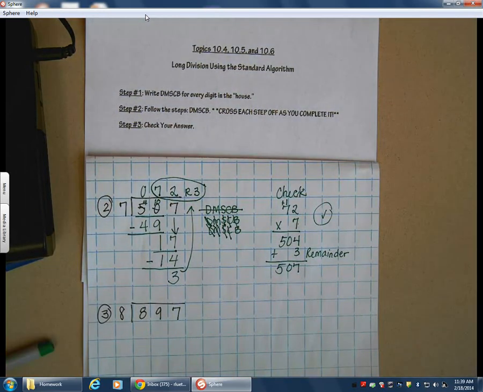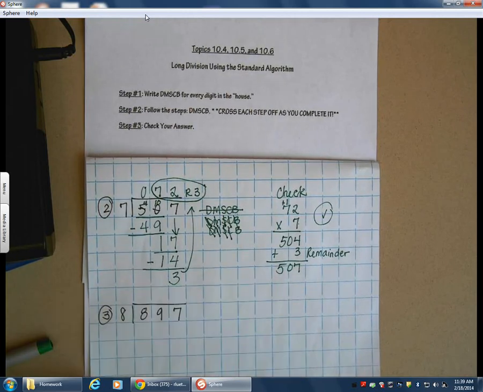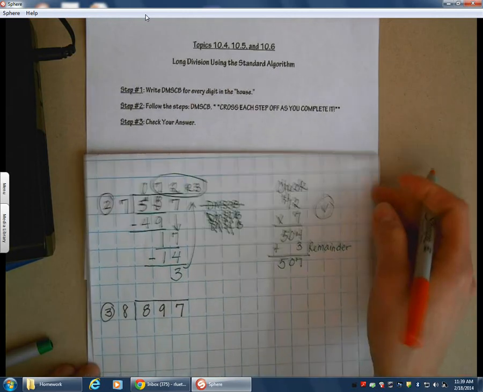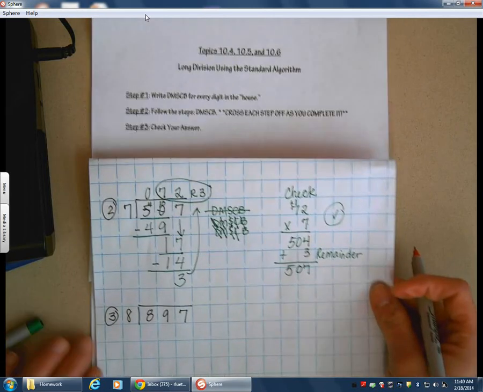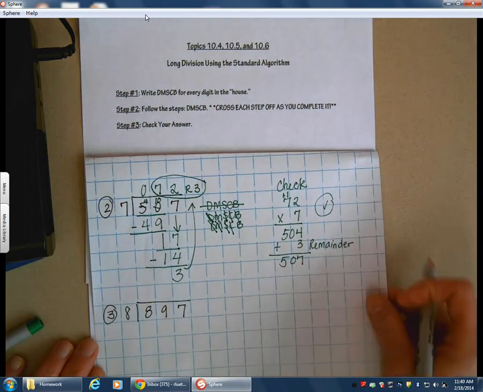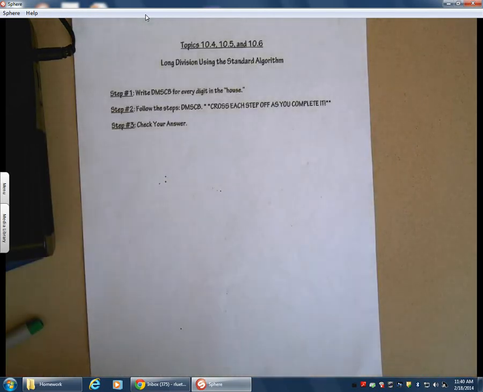Okay, I'm going to switch markers so that you don't get confused between this next answer and the problem above it. So let's move on and try one more example with a larger dividend again. I'm going to fold the paper down. All right. And here we go.